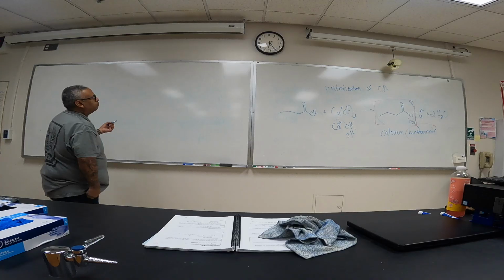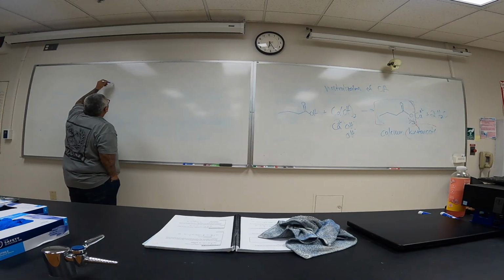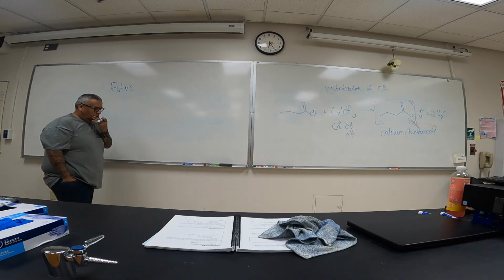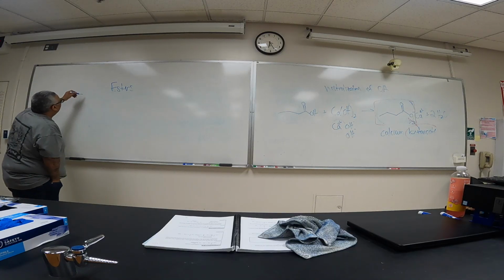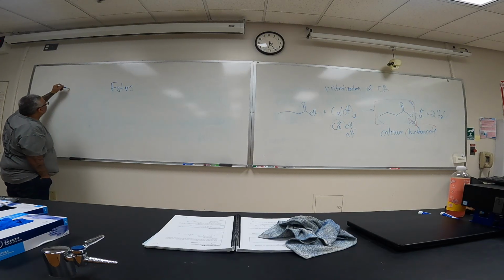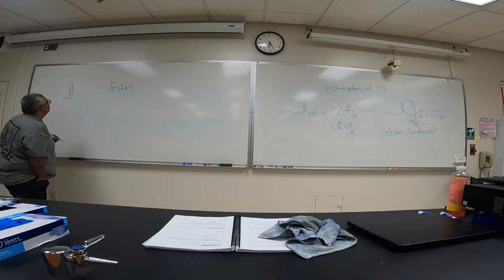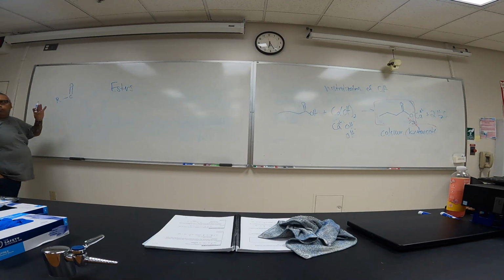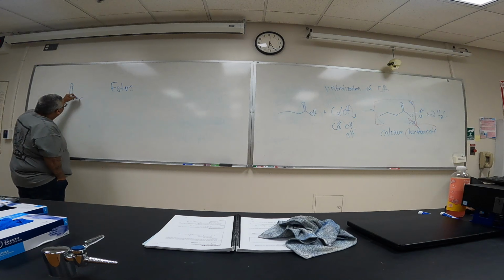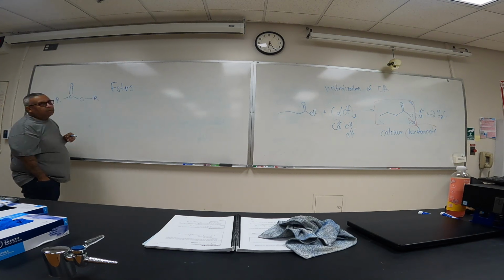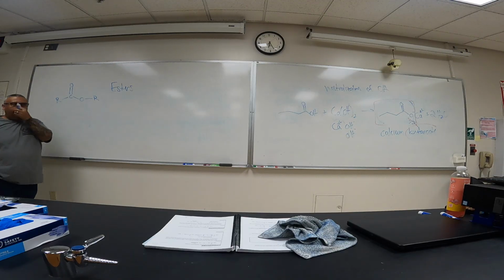All right. So we're now going to talk about esters. The basic structure of an ester is we have our carbonyl. This is bonded to some random carbon chain. And then we have an oxygen. And then we have another random chain. Right?